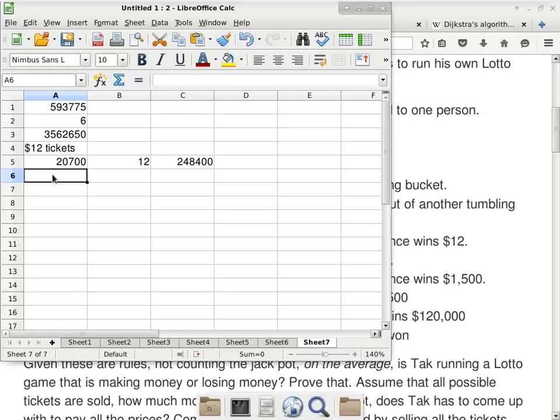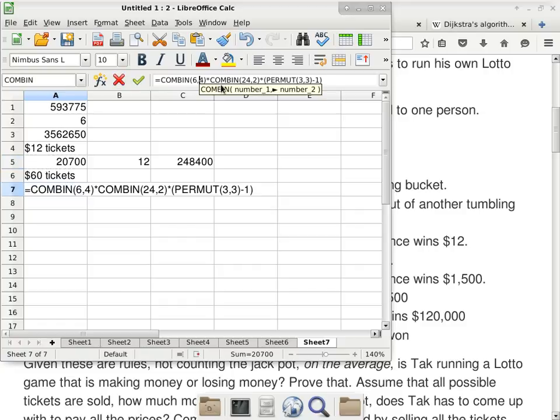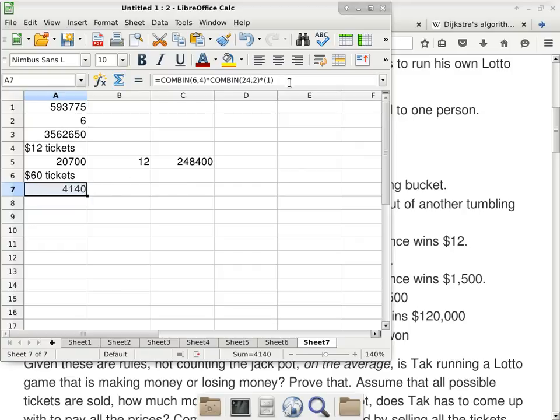The $60 one is easy. Okay, so the $60 tickets, or the ones that win $60, is going to be about the same number, except we have to tweak a few things here. The only one thing we have to tweak is there's only one color ordering doing this. So that's why I changed the permutation of 3, 3 minus 1 to just 1.